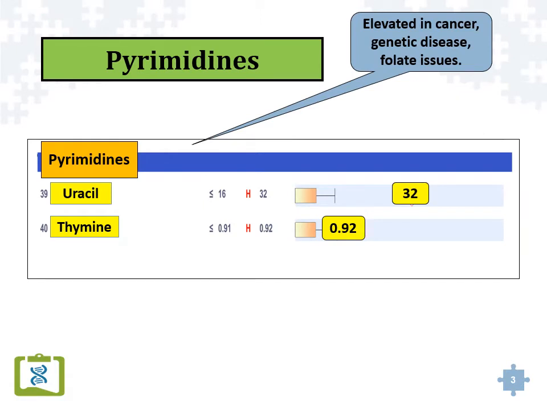So the folate metabolism section, also called pyrimidine metabolites, looks at two specific markers, uracil and thymine. Now these can be elevated in people who have a folate deficiency. That could occur either because of an absorption problem, perhaps a metabolic conversion problem. So whenever you see one or both of these high, it's indicating that there is some type of folate metabolism problem.